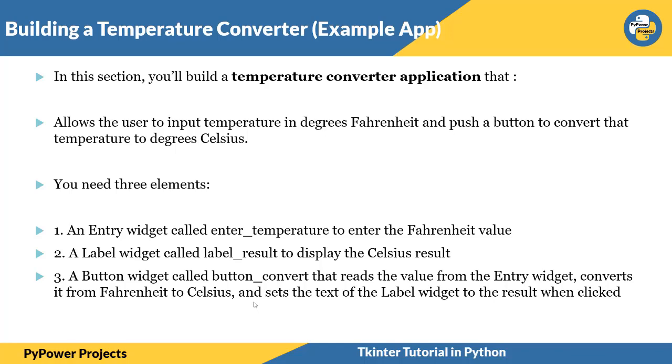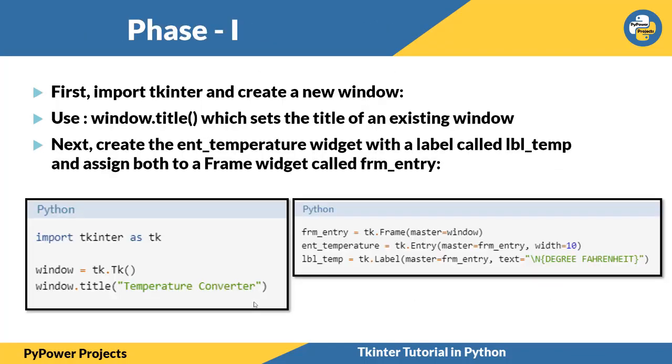Okay, so if you need to see how it will be working, let's develop. First we will be importing Tkinter. We'll create a new window, that is our main frame. In that we will use window.title, that is the title of our application, like for example email or Google Classroom or Google Form. So we need to set that title. Now we will create the enter temperature widget where we need to use the Entry function. Okay, so create an enter temperature widget with a label called label temperature assigned.